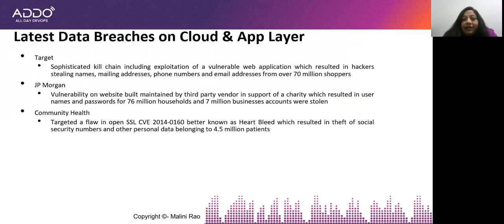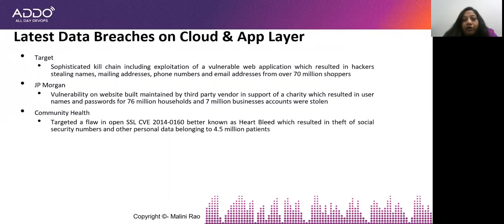Now, some of the latest data breaches on the cloud and app layer. Some of the data breaches happen through the application layer, like Target, which went through a sophisticated kill chain, including exploitation of a vulnerable web application, which resulted in hackers stealing names, mailing addresses, phone numbers, and email addresses. These are only a few examples. There were quite a few data breaches throughout 2019, but these are some of the top ones that happened recently.